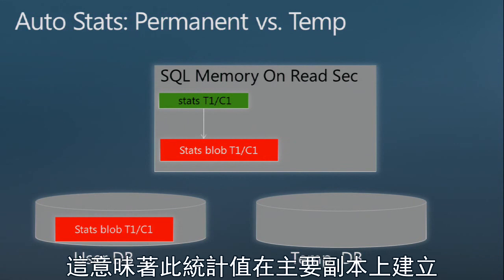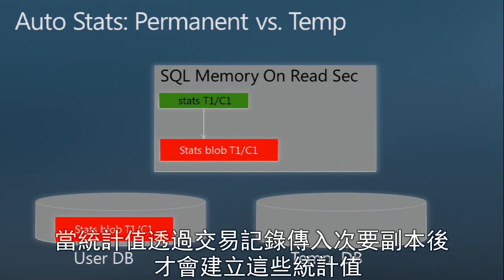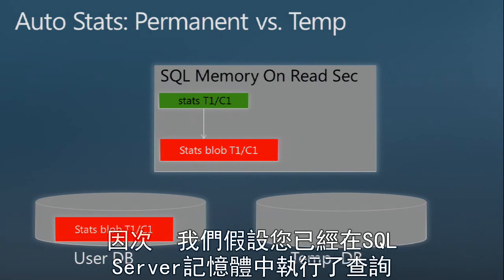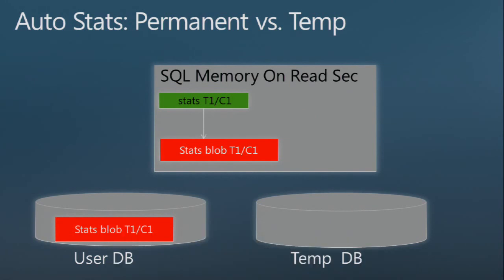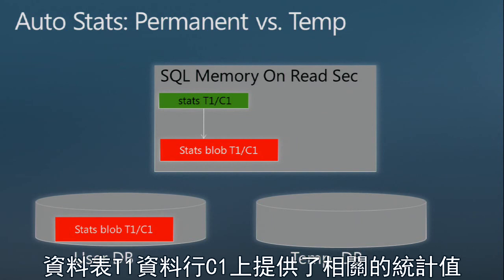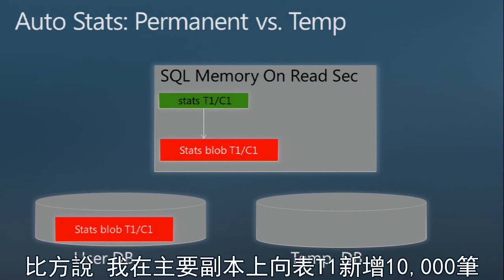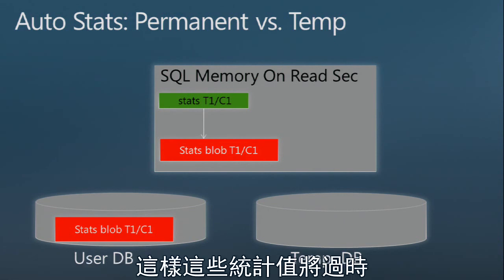What it means is this stat was created at the primary, and when the stats come via log records into the secondary, that stat got created. So in SQL Server process memory, assuming that you have done a query, we have the stat on table T1, column C1. Now let's say I insert 10,000 rows on the primary into table T1 such that the stats become stale.